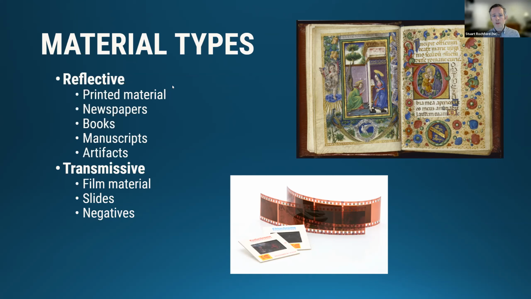So reflective materials are anything printed, so newspapers, books, manuscripts, artifacts, 3D material, anything like that. And then our transmissive set is film, slides, negatives, transparencies, anything along those lines. You can handle that with dedicated film scanners, or you can do it with an Epson flatbed scanner, or Canon makes a few of them as well. If you do have a light box and a macro lens, you can do it with photography as well. You can digitize film and negatives that way. So there's lots of different options.